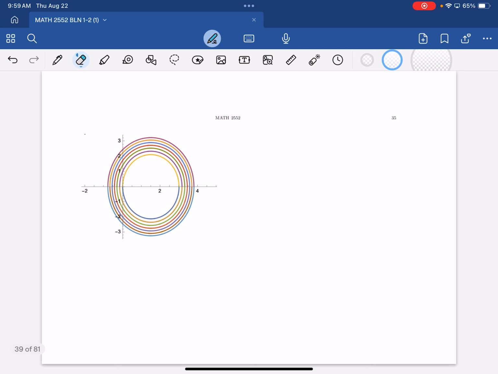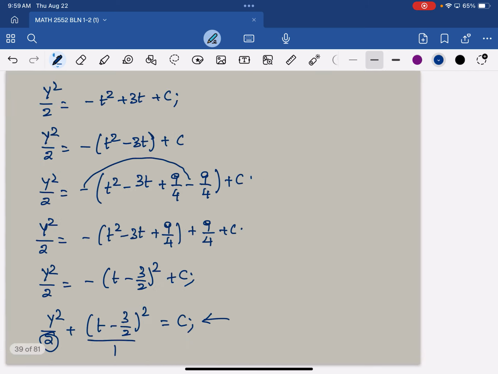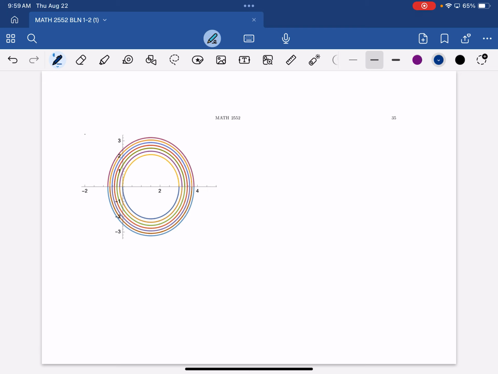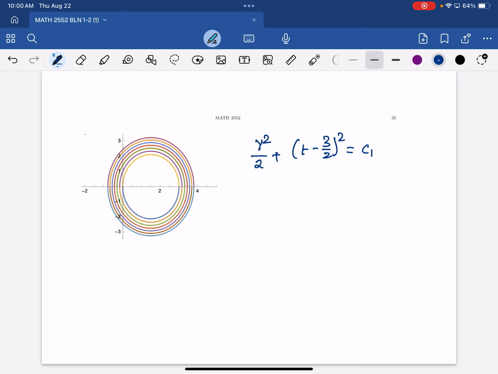So that's why when you graph it, c is an arbitrary constant. So for a different value of c, you get a different ellipse. So for several different values of c, you get several different ellipses. I just graphed it using Mathematica. I got this. So for different values of c, you get different ellipses. If you graph the solution, this is what you get. So for different values of C1, I get infinitely many ellipses.